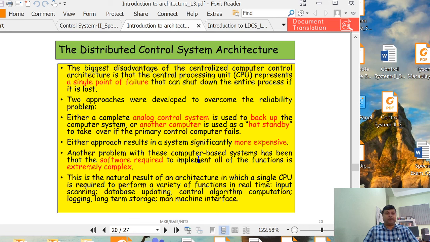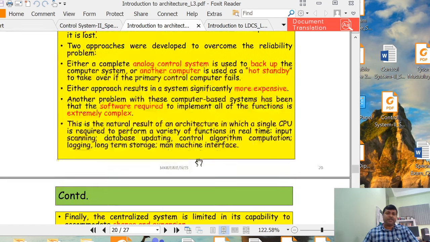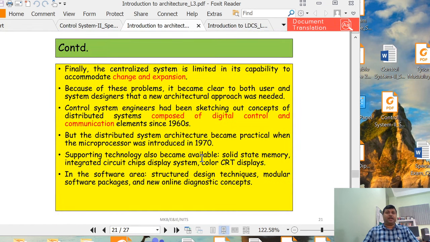Another problem with this computer-based system is that the software required to implement all the functions is extremely complex. This is the natural result of an architecture in which a single CPU is required to perform a variety of functions in real time: input scanning, database updating, control algorithm computation, logging, long-term storage, man-machine interface. So these were the requirements. Finally, the centralized system is limited in its capability to accommodate change and expansion.